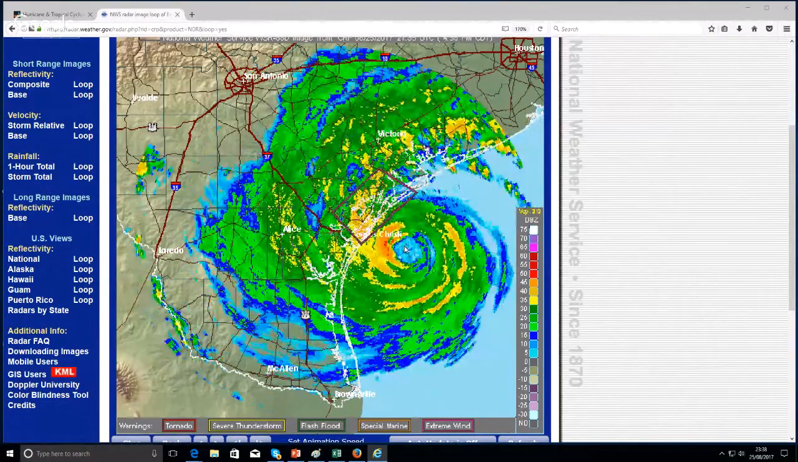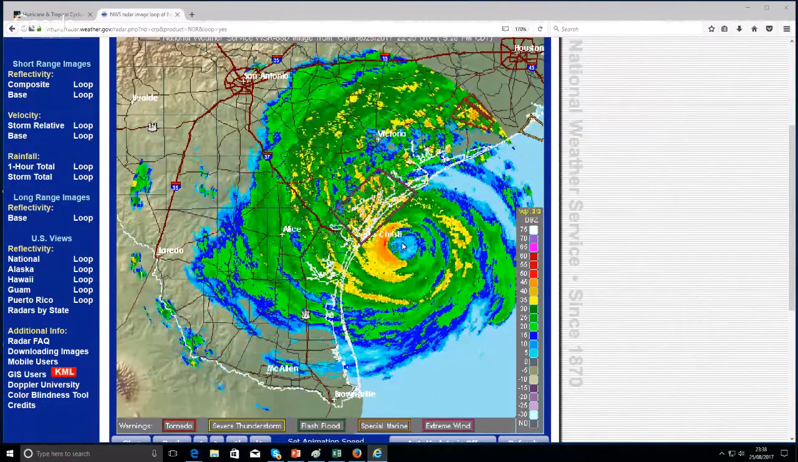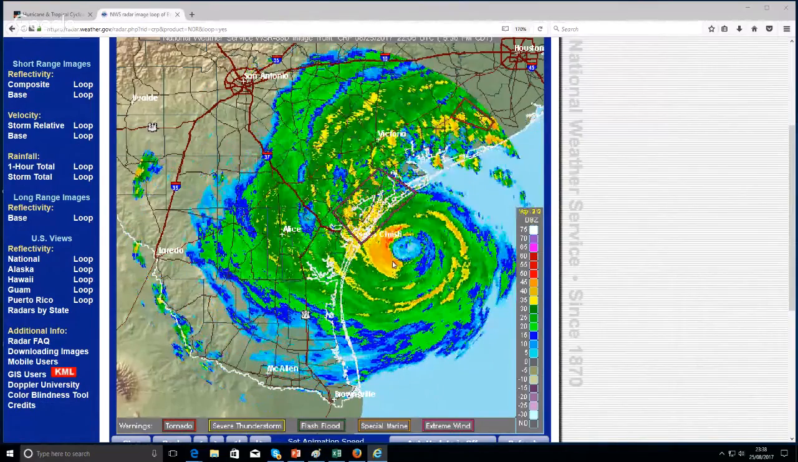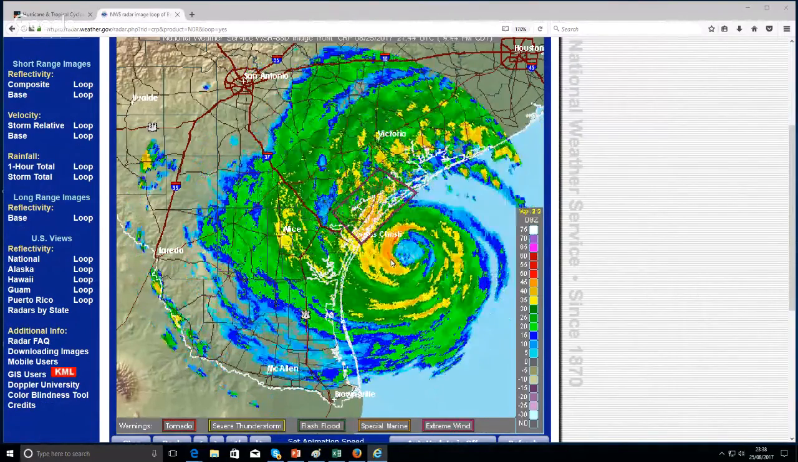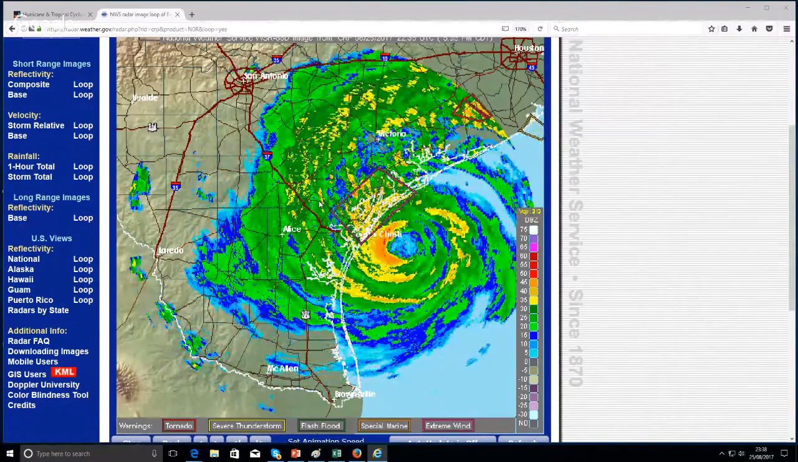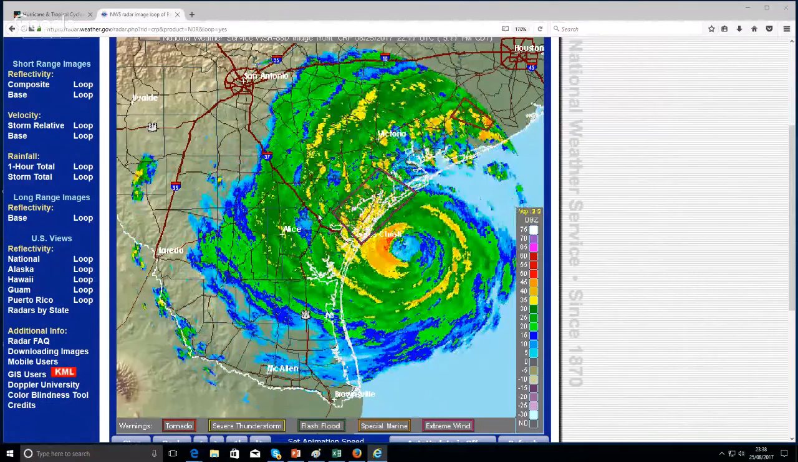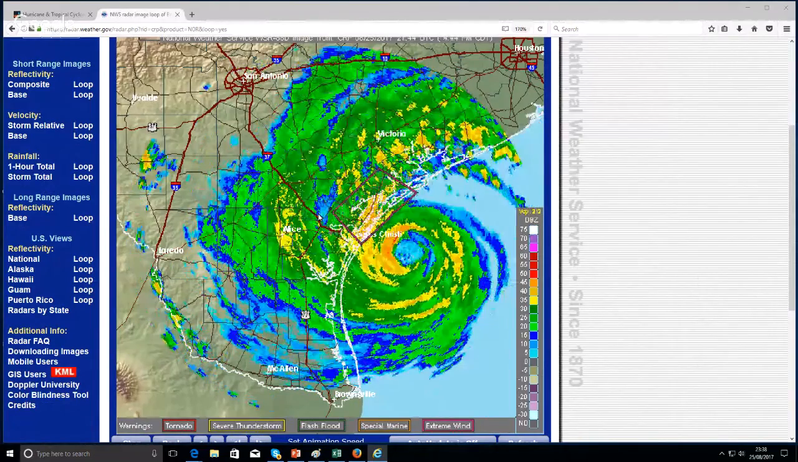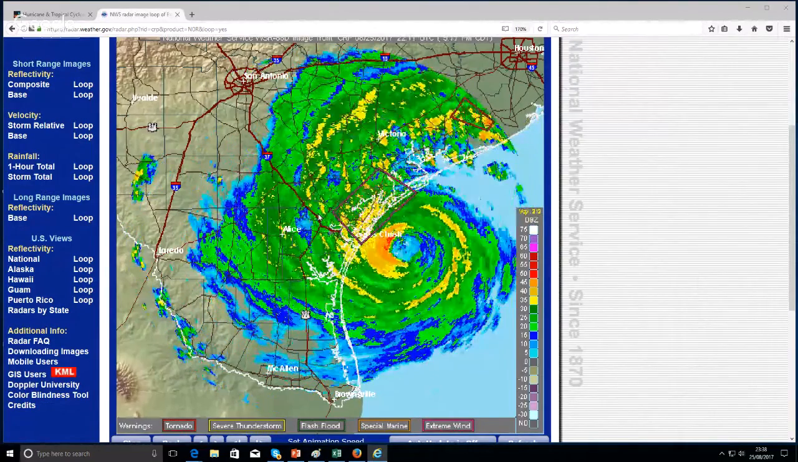You can see the sort of clear eye, which has virtually no rain in it, and the eye wall surrounding it, which is, I guess, stronger on the western side, with the heaviest of the rain rates. And then on the outer parts of the storm, you get these outer rain bands that sort of circulate around the storm. So a little bit about Hurricane Harvey and hurricanes in general.